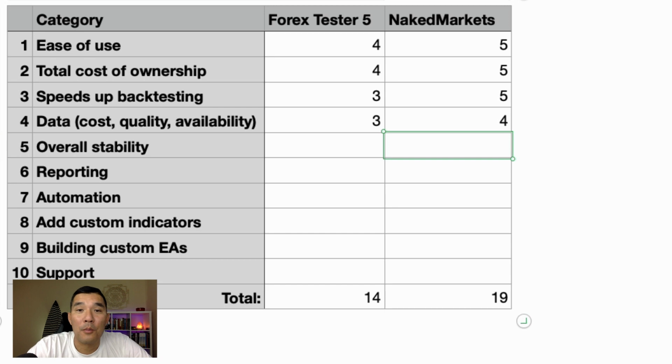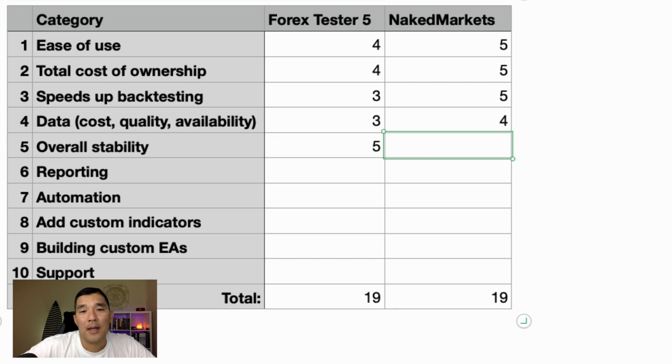Now let's talk about overall program stability. And this means, does the program stay up? Does it do what you want? Does it freeze? Does it crash? And in this category, I'm going to give the advantage to Forex Tester 5. Keep in mind that Forex Tester has been around since 2006 or so. So they have had a long time to work out the bugs. And their first few versions were pretty buggy. Like version 2 was very buggy. It only got really stable around version 4. So simply because Forex Tester has been around for so long, I'm going to give a 5 to Forex Tester in stability.